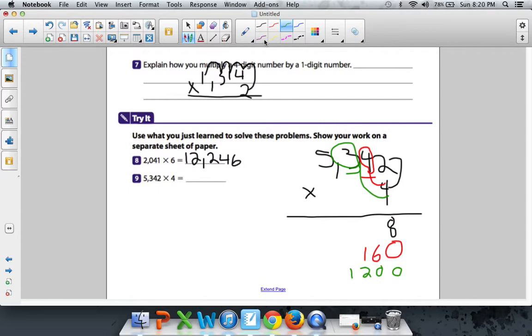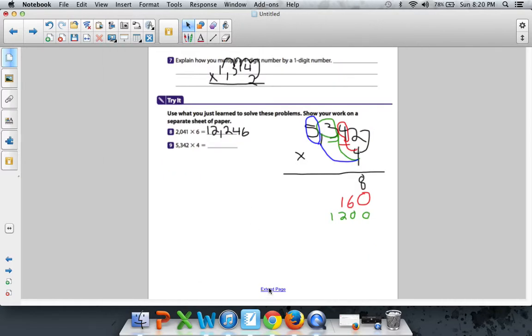Then for last but not least, the thousands place, do you know how many zeros the thousands place has? Let me extend the page. I'm running out of space. Hold on. Give me a second. All right, thousands place has 3 zeros. And 4 times 5 is 20.